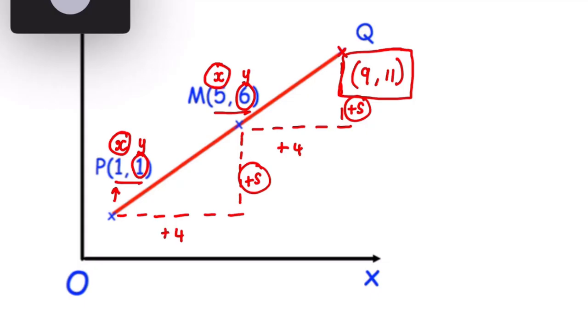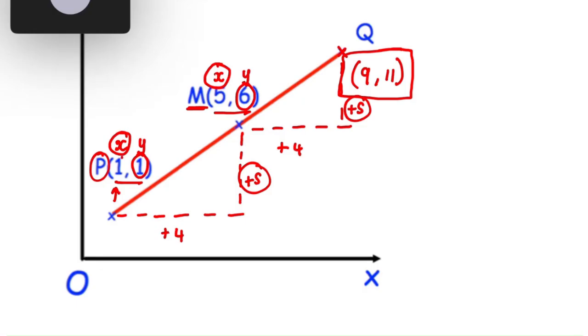Okay, so we had the P coordinate over here, which was at 1, 1. Now to get the midpoint means that it's the exact middle of the line. We need to get from P to Q. The midpoint is 5, 6. Okay, so to get from 1, we firstly label them x, y, x, y, because the first coordinate is going to be x and the second coordinate is going to be y.